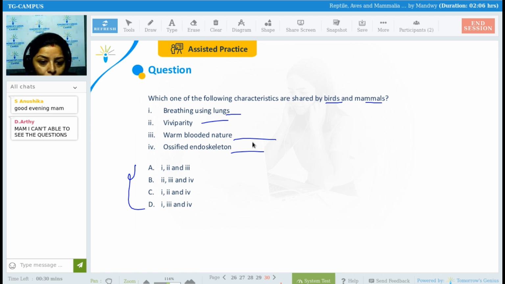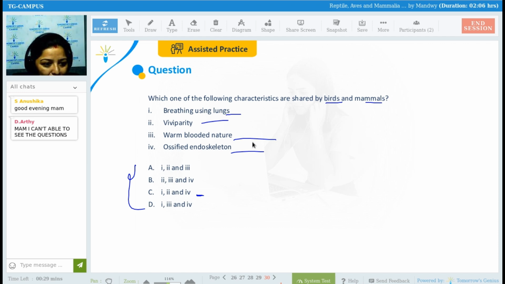D. Breathing using lungs, warm-blooded nature, ossified endoskeleton. Okay, both are viviparous or oviparous, Anushika? I'm sorry, I did not see that option properly, ma'am. C. Breathing using lungs, viviparity and ossified endoskeleton. C. You are saying C.